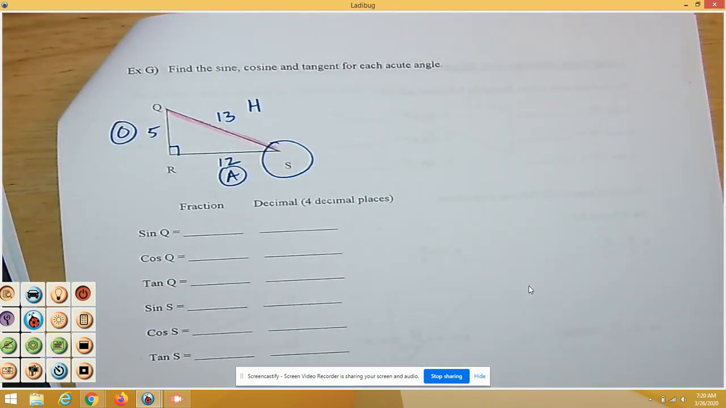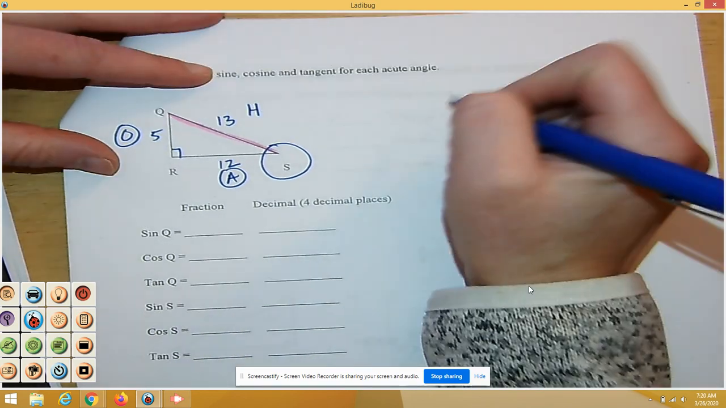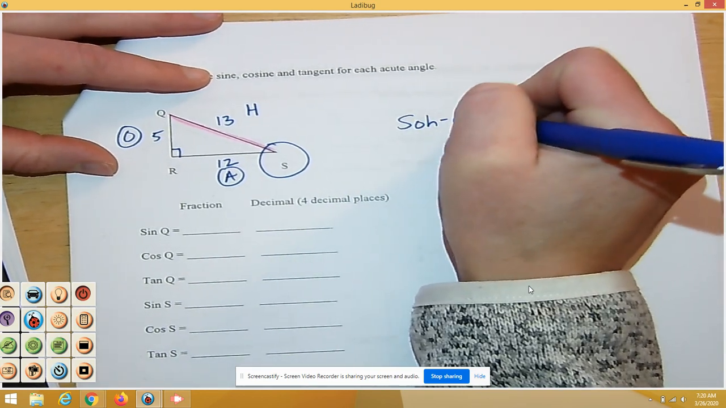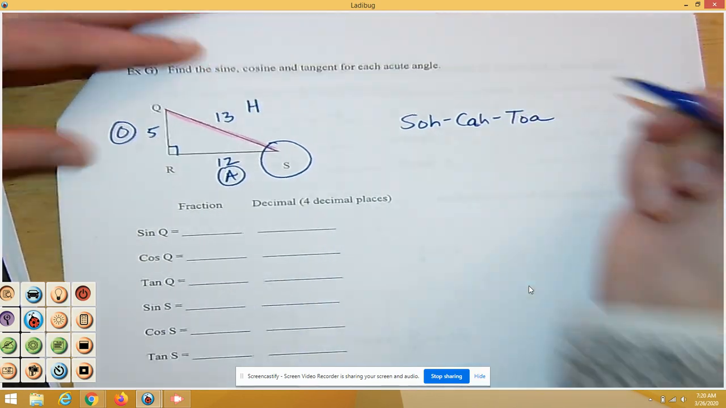You can always pause me too if I ask a question, which I probably should have told you before I gave you the answer, so that wasn't very helpful. All right, well, here we go. At the top, I'm going to write SOH, CAH, TOA. I'd like you to memorize that.